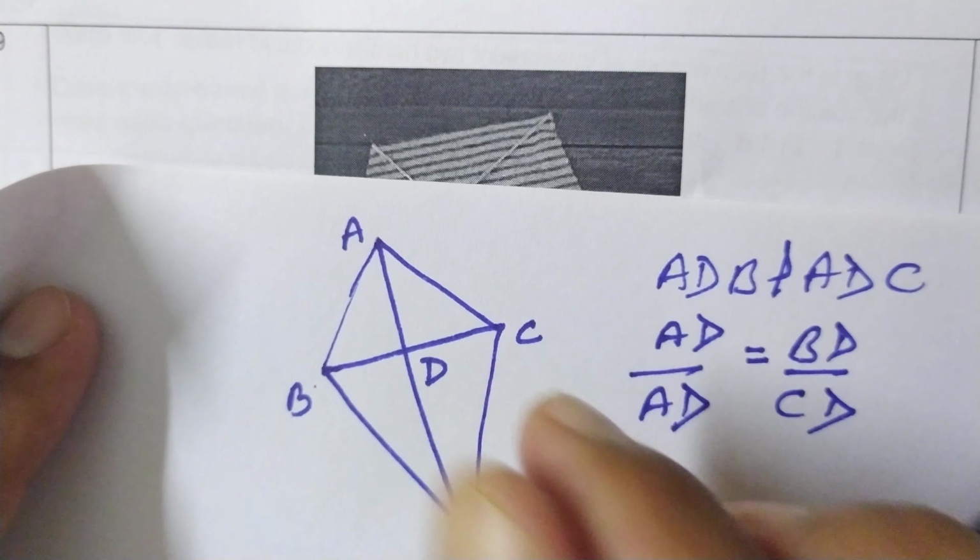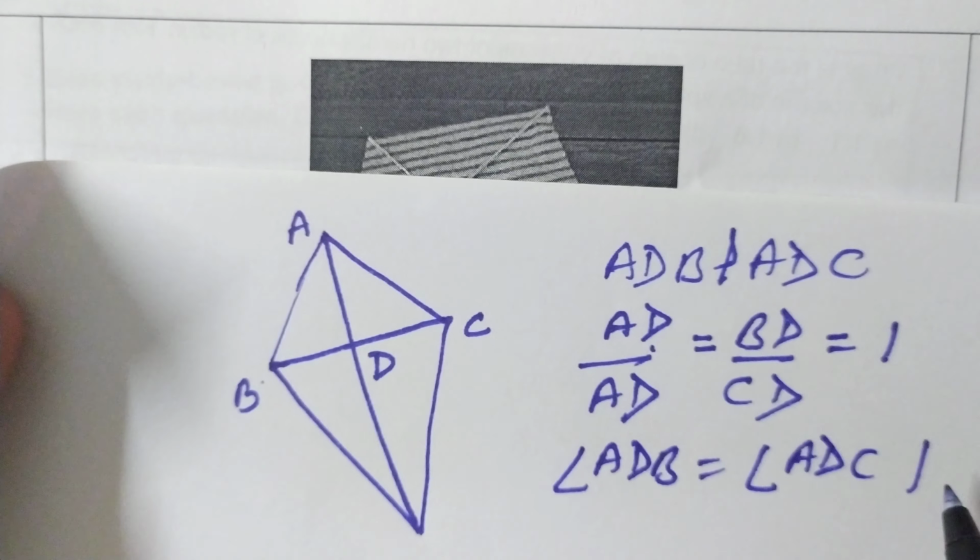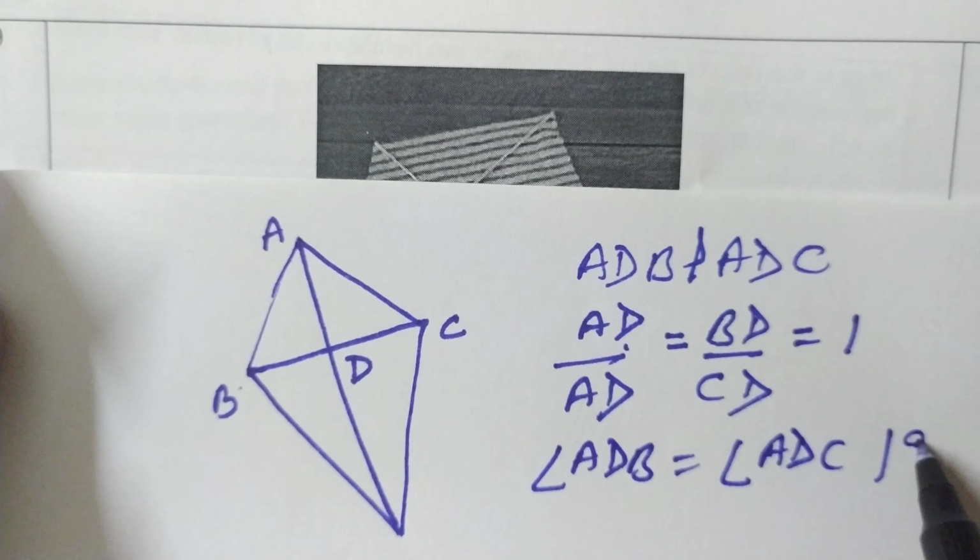And angle ADB is equal to angle ADC because these are 90 degrees; we know that the diagonals of a kite intersect at 90 degrees. So by the SAS criterion of similarity, these two triangles are similar. There are three criteria of similarity. The first one is SSS, meaning if the ratios of the three sides of both triangles are the same, then the two triangles are similar. The second one is SAS, which we have applied here.